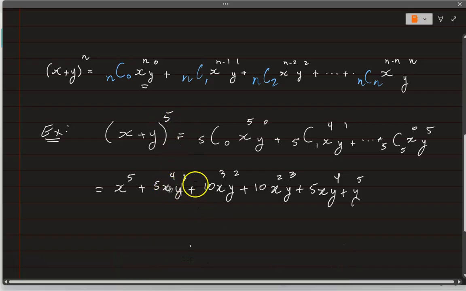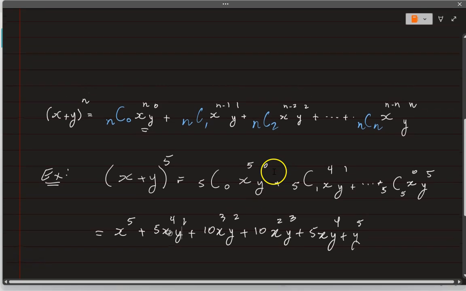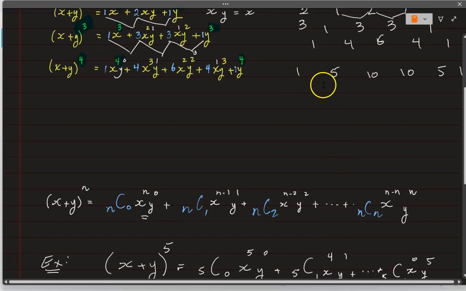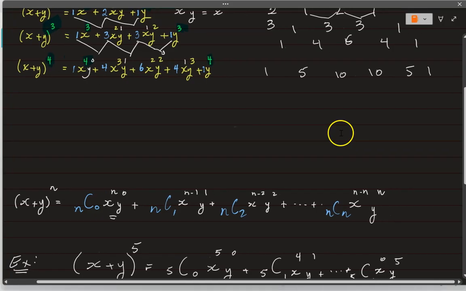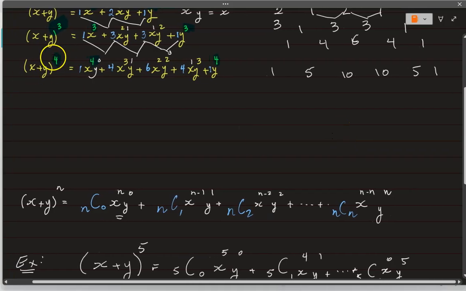And then you go down and look at each one of these, and then you just expand it based on this form. Or you can double check with the Pascal triangle. And look, we have 1, 5, 10, 10, 5, 1. Look at this one, 1, 5, 10, 10, 5, 1. And notice that this is the top one. This was the exponent 4, x plus y to the 4, which gave you this one, 1 4 6 4 1.